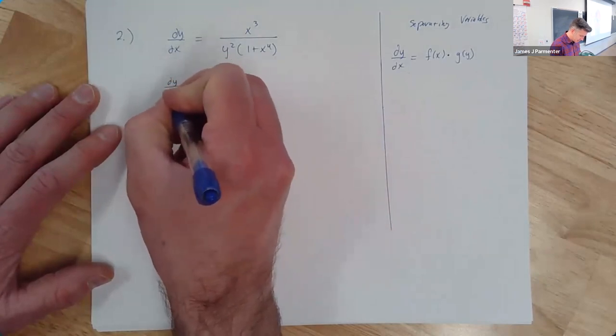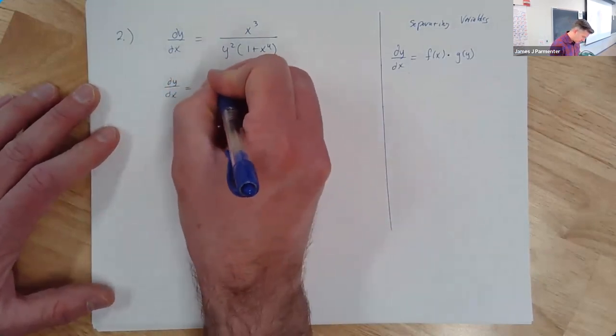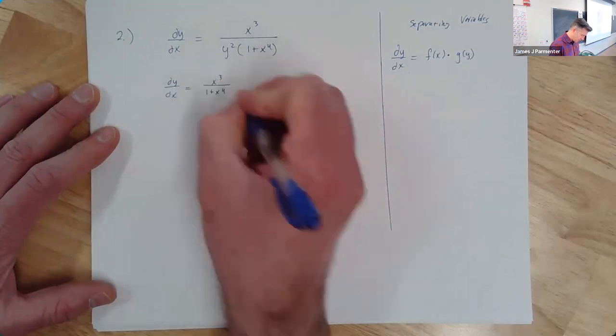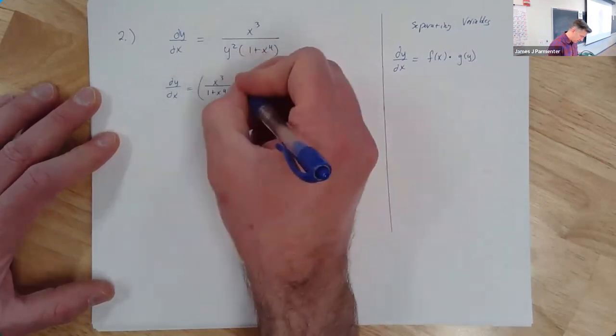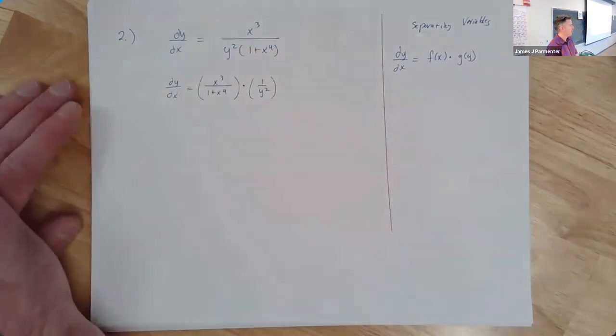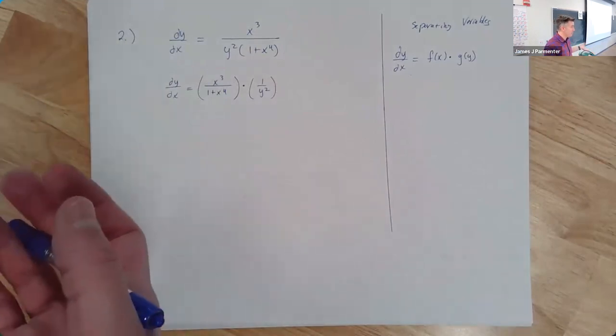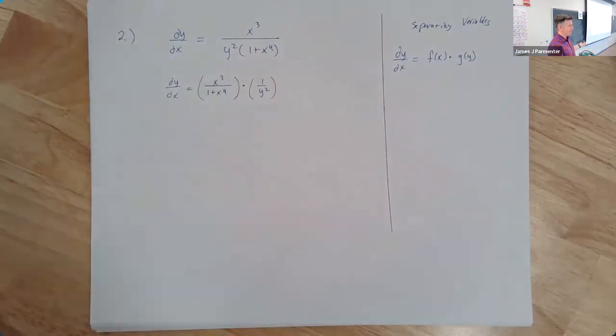This is dy dx equal to x cubed over 1 plus x to the fourth times 1 over y squared, a function of x times a function of y. But there's no real need to do that. Really, what we're trying to get to is where the y's are. I'm going to say something that is always going to be true in this class: the y's are always going to be on the left, because we're almost always writing dy dx equals some stuff. And if that's the case, you want the dy to remain in the top. So the y's are always going to end up on the left side, and the x's are always going to end up on the right side.